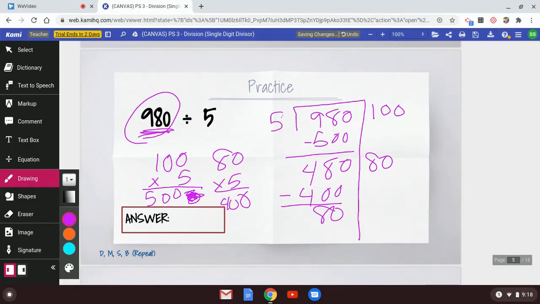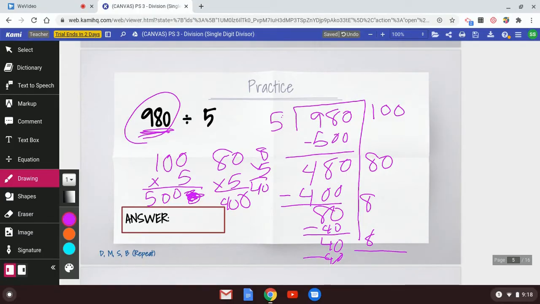Do I know how to get to 80 from 5? No, but remember I knew that 8 times 5 was 40. Let's use that. 5 times 8 is 40. And then I have 40 again. And I'm done. I get a 0 there.